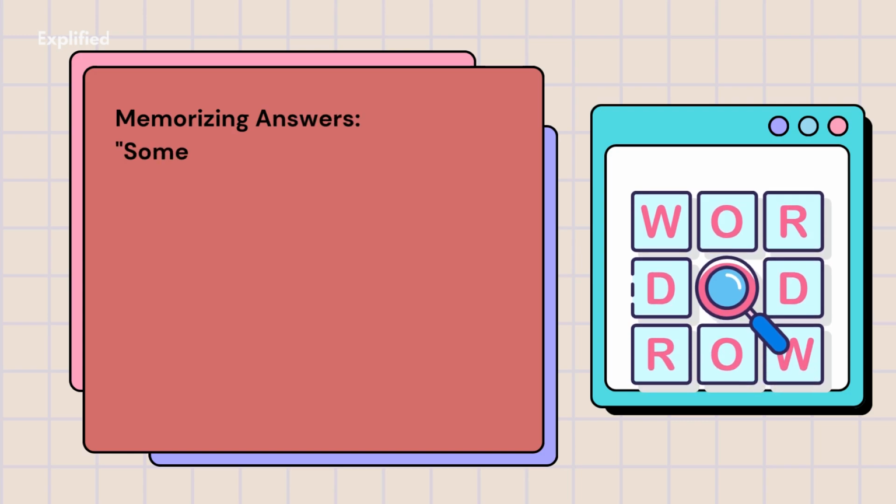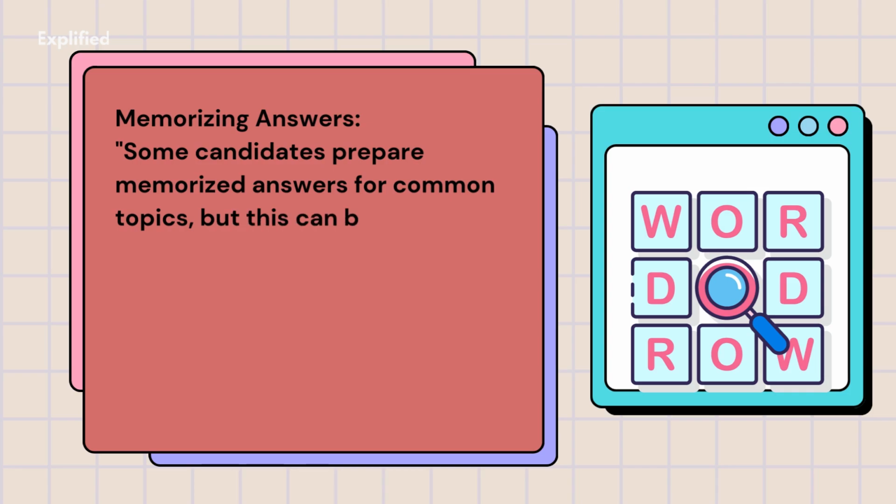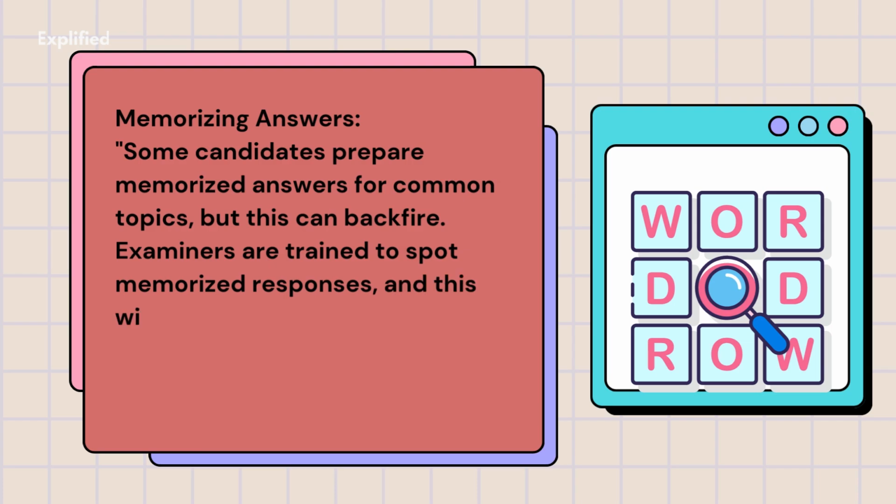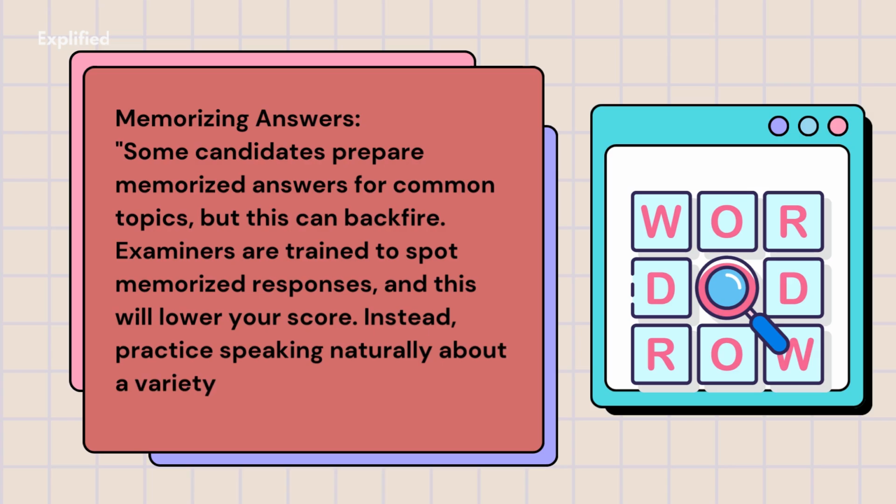Memorizing answers. Some candidates prepare memorized answers for common topics, but this can backfire. Examiners are trained to spot memorized responses, and this will lower your score. Instead, practice speaking naturally about a variety of topics.